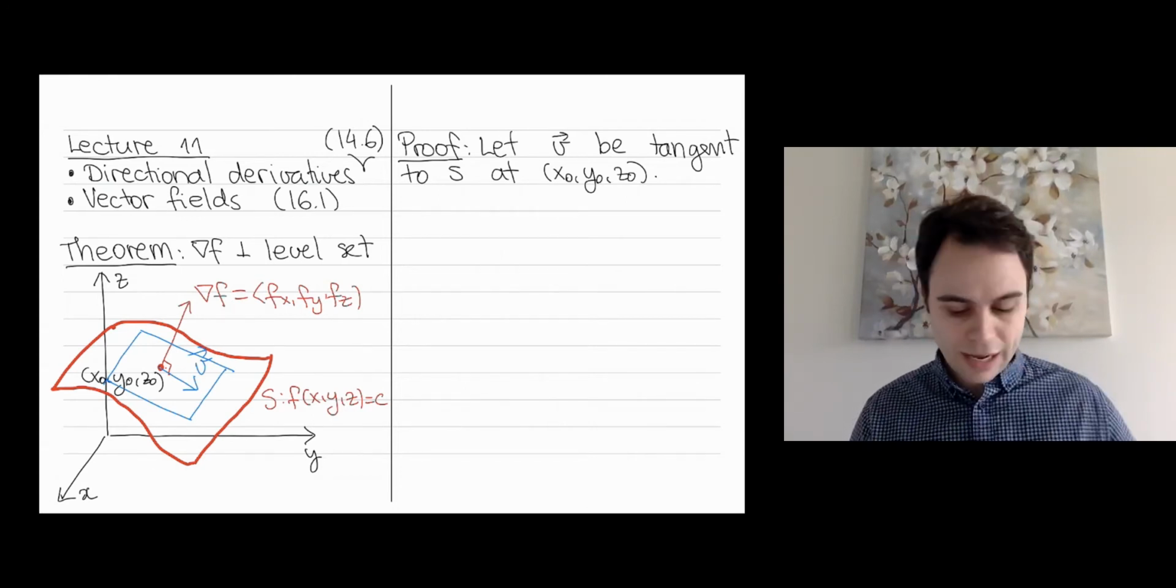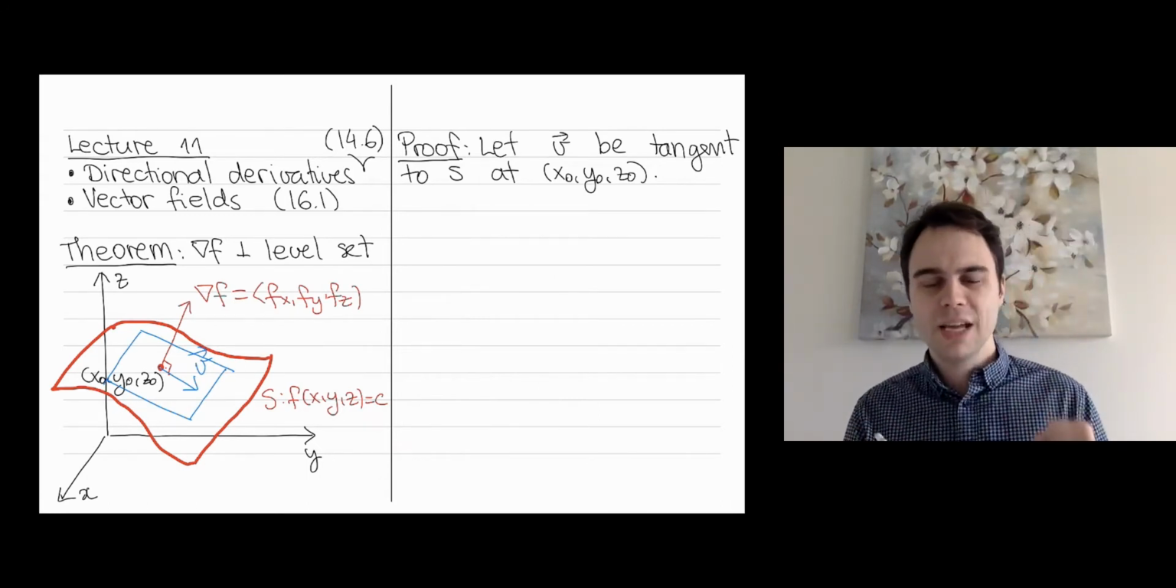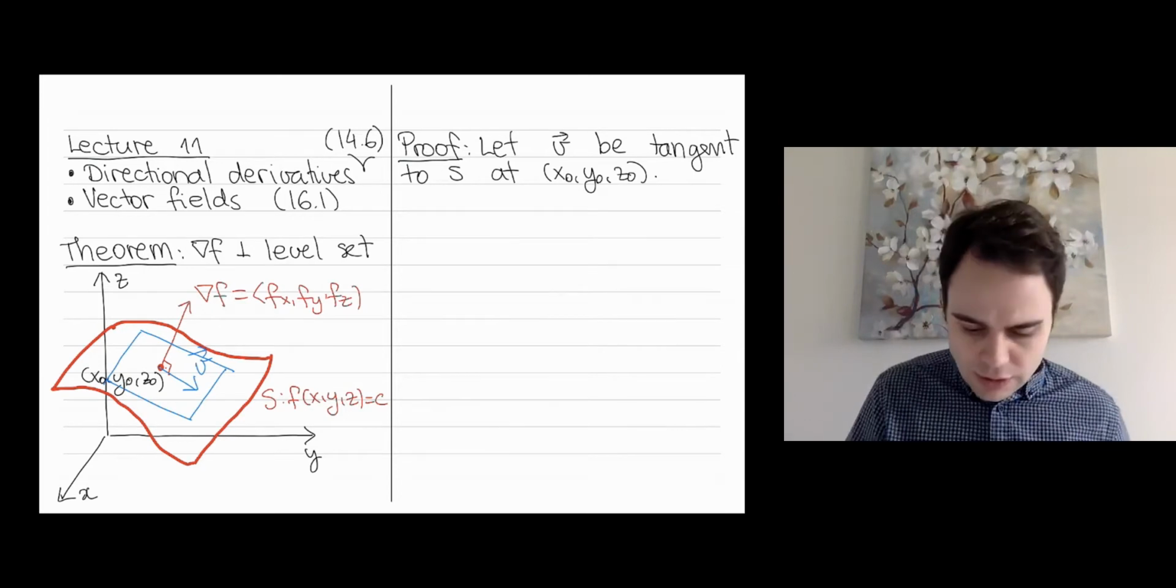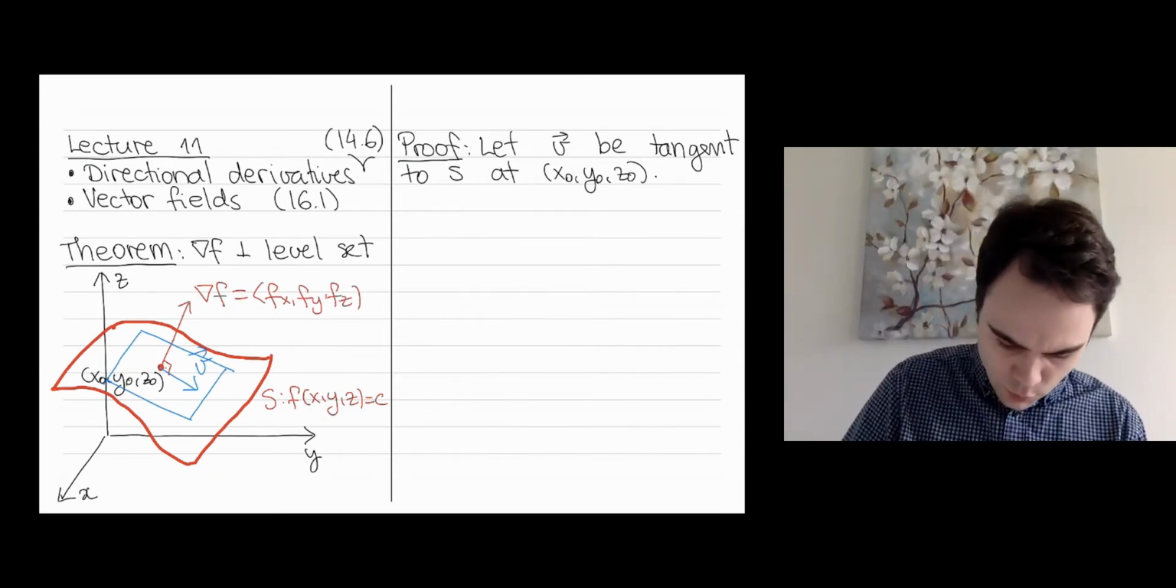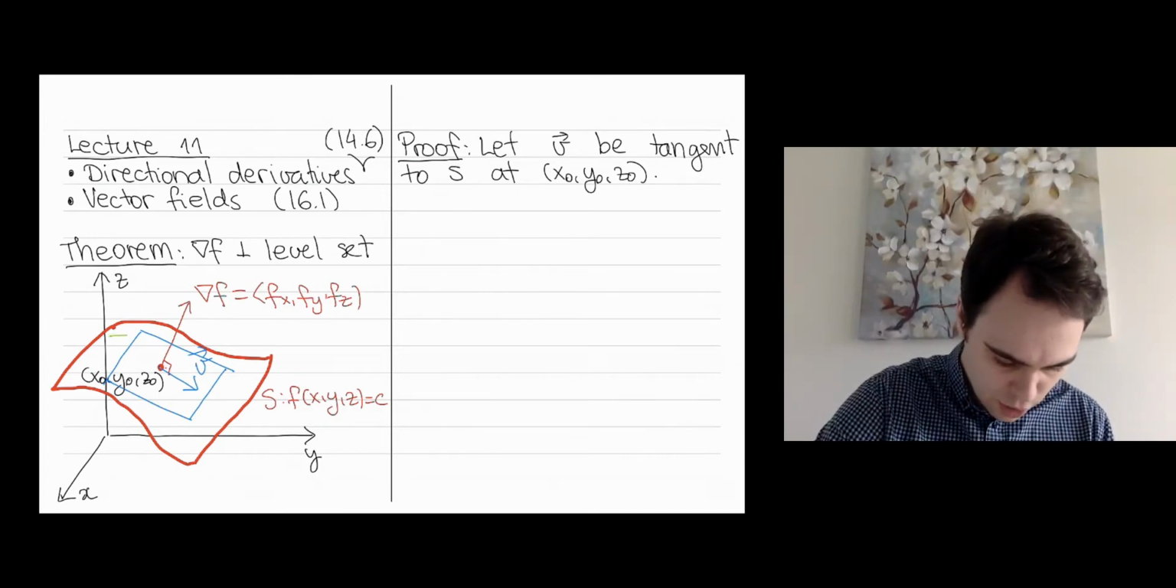To do that, we're going to have to dig a little bit deeper. What does it mean for v to be tangent to the surface? By definition, when I say that v is tangent to the surface, I really mean that there is some curve inside the surface.